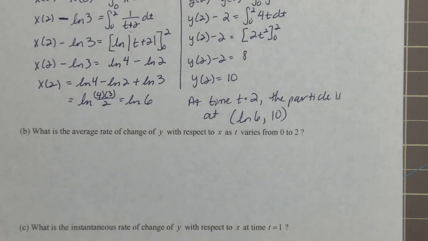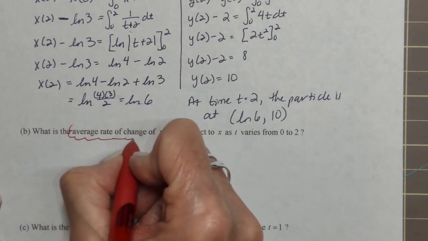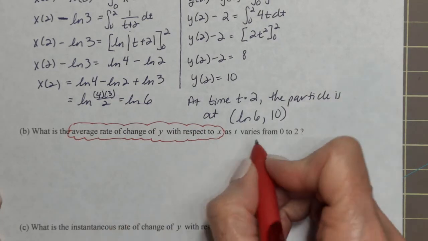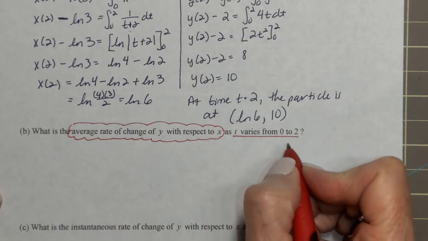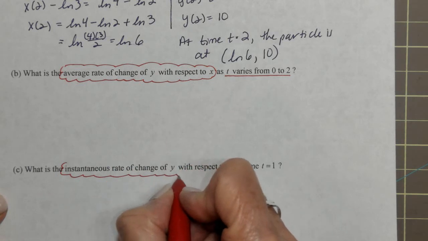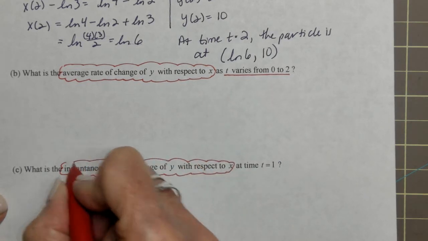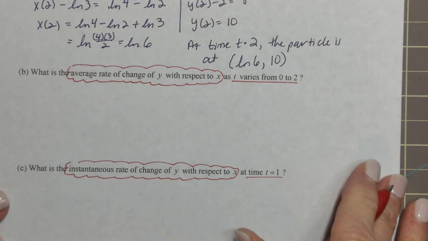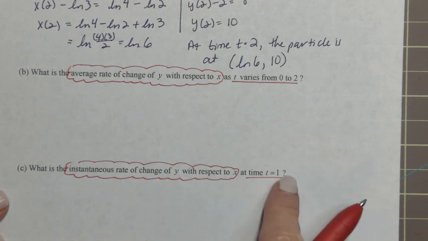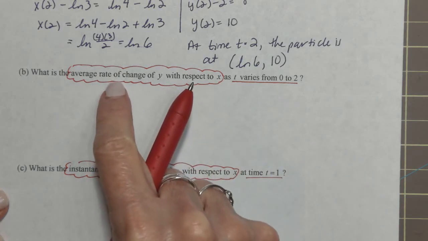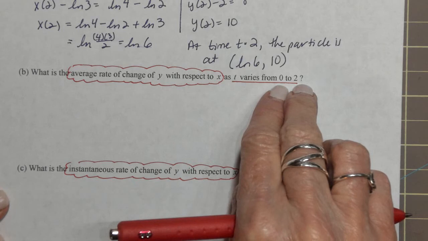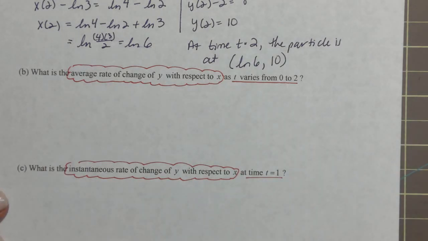All right, part B. What is the average rate of change of y with respect to x as t changes from 0 to 2? Look at part C. What is the instantaneous rate of change of y with respect to x exactly at time 1? Okay? Instant rate of change is the derivative. It's the slope at that point. Average rate of change is not the derivative. Average rate of change is the slope between those 2 points.